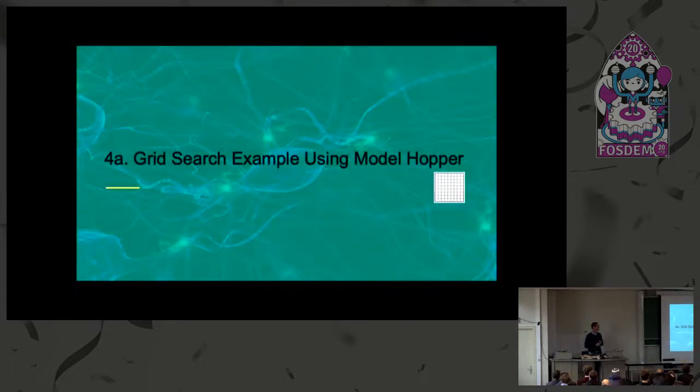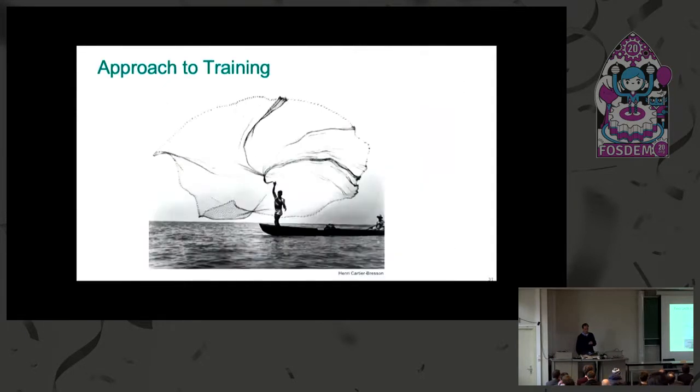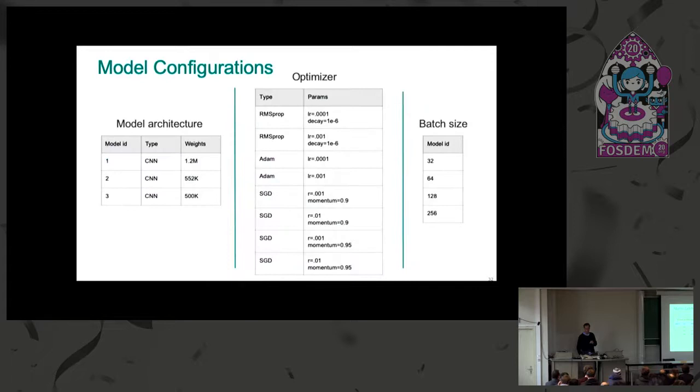I'd like to go through a couple of examples of the results of this. We're going to use something called CIFAR, which is a well-known image processing data set, and we're running on Google Cloud Platform. The approach we're going to take to training is to initially cast the net wide. And then once we've cast the net wide, we're going to look at certain areas that are of interest and zoom in on those.